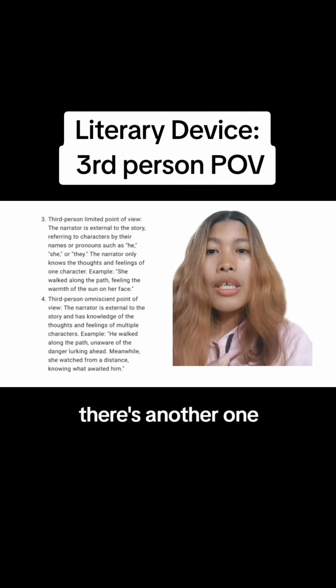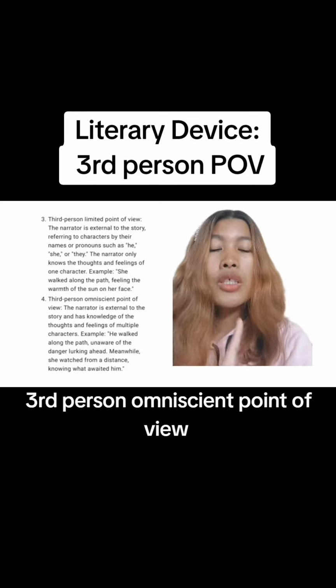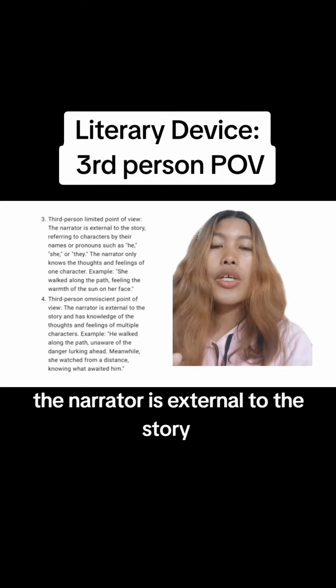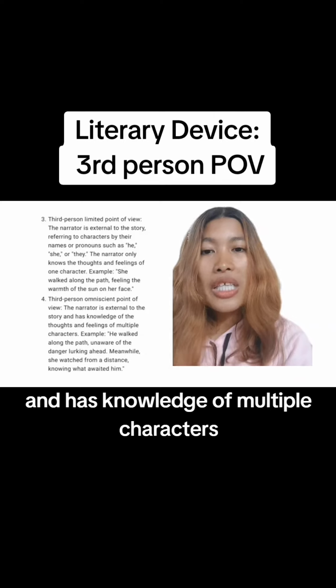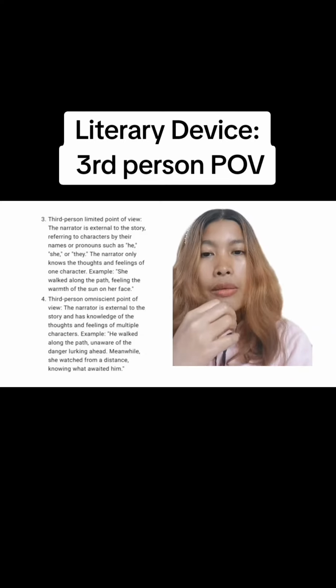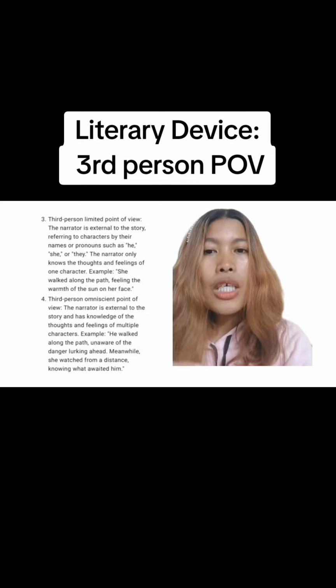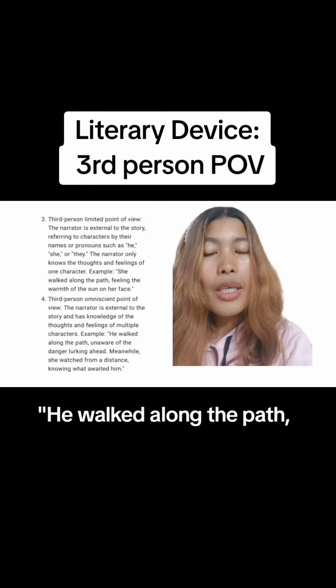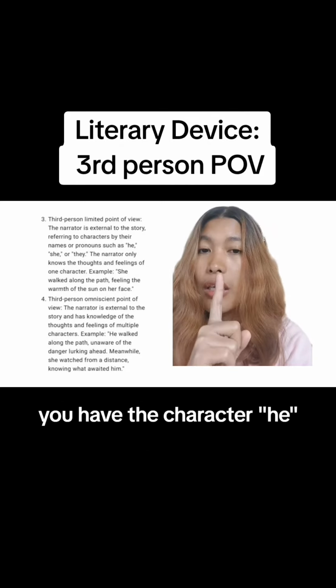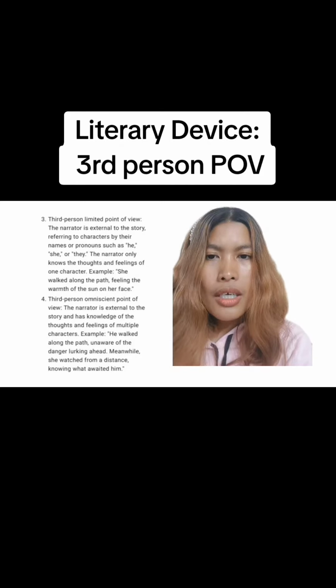There's another one, third person omniscient point of view. Again, the narrator is external to the story and has knowledge of multiple characters. So, for example, he walked along the path unaware of the danger lurking ahead. You have the character he.